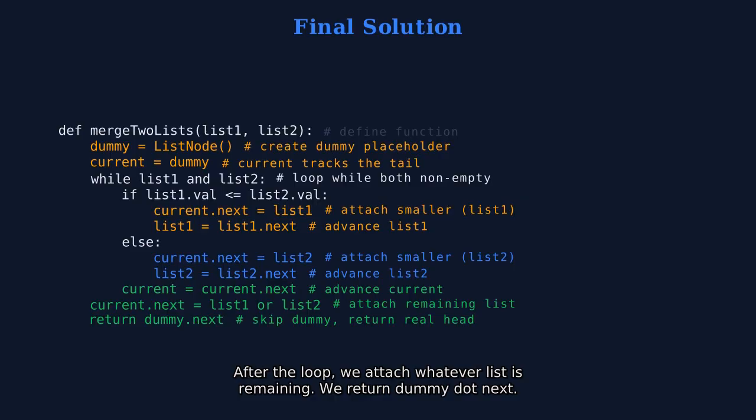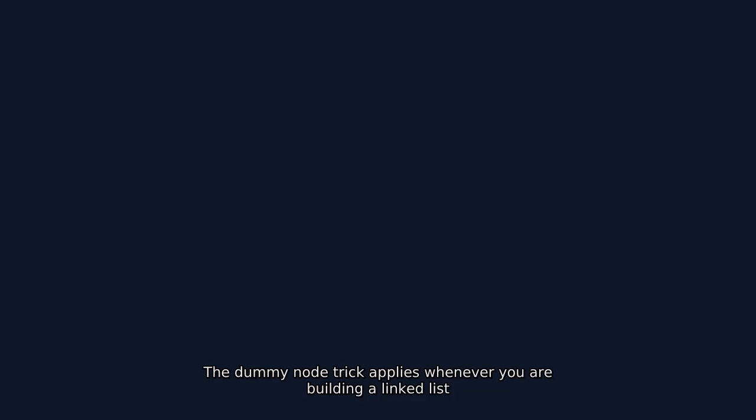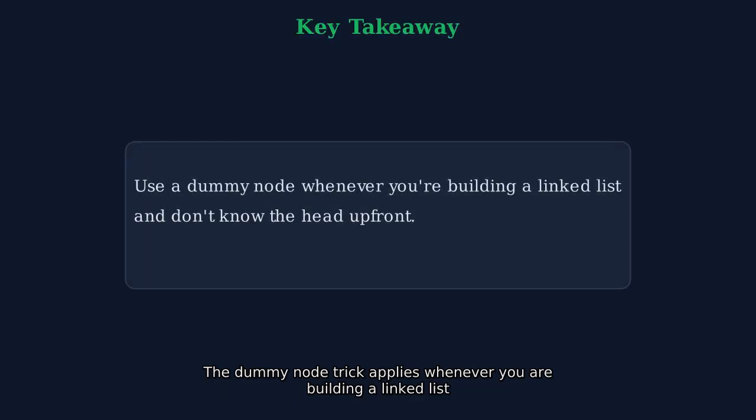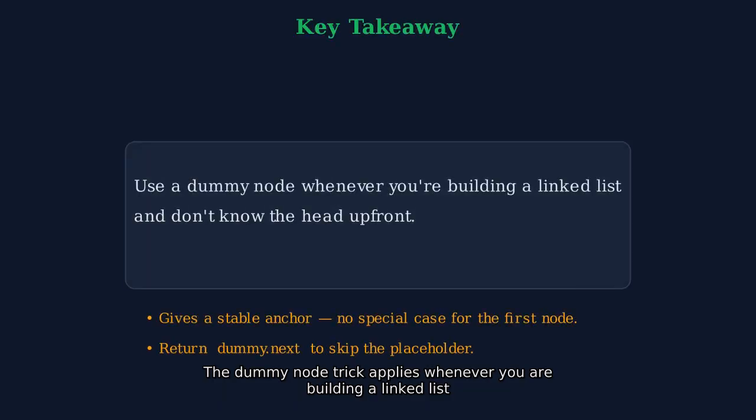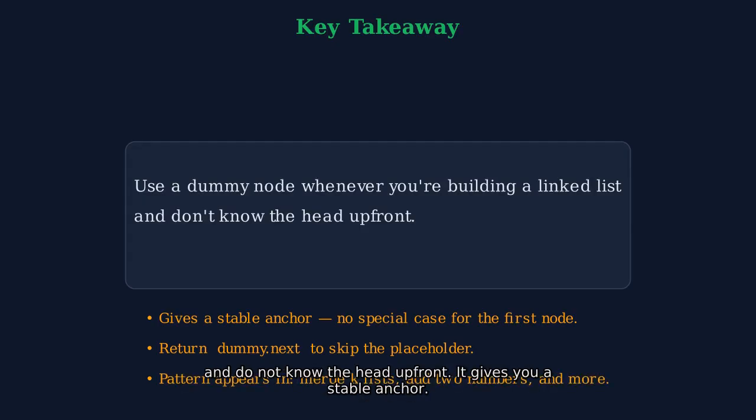We return dummy.next. The dummy node trick applies whenever you are building a linked list and do not know the head up front. It gives you a stable anchor. Your loop stays clean. No special case logic for the first node.